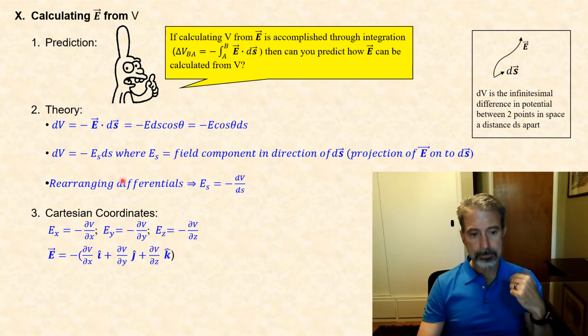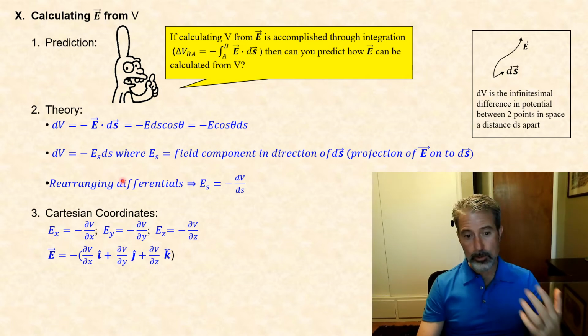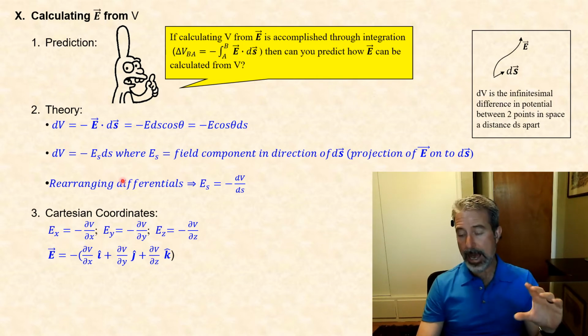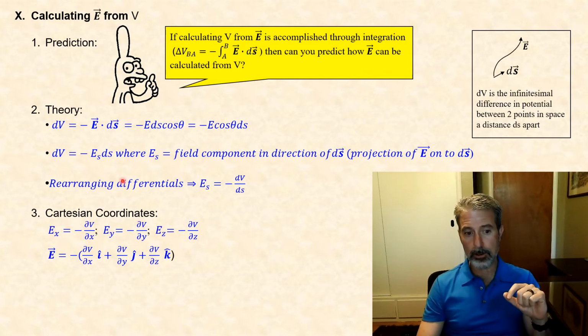And we can write this in terms of our unit vectors i, j, and k, and say that the total field is what we get by adding up the electric field for each of the components to form the total field here.